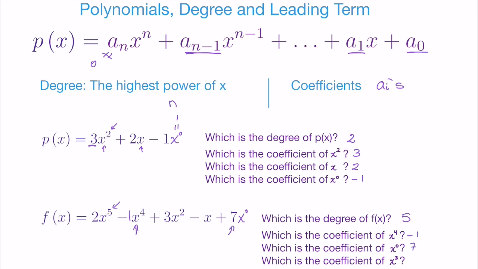And now what happened to x cubed? What do you think happened? What is the coefficient of x cubed? It looks like it's missing. So what do you think it is? If you don't see it there, it's because the coefficient is 0. So when you multiply 0 times x cubed, it is 0, so we don't write it. So the coefficient of x cubed is 0.